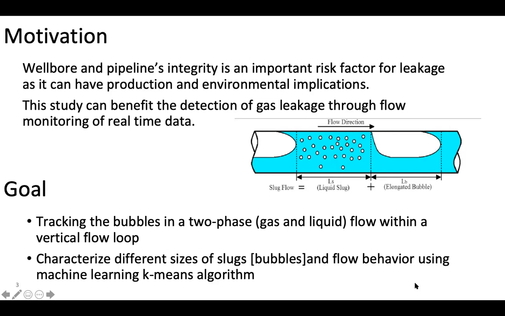The goal of this study is to track the bubbles in a two-phase of gas and liquid flow within a vertical flow loop, and also to characterize different sizes of slugs and flow behavior using the machine learning k-means algorithm.